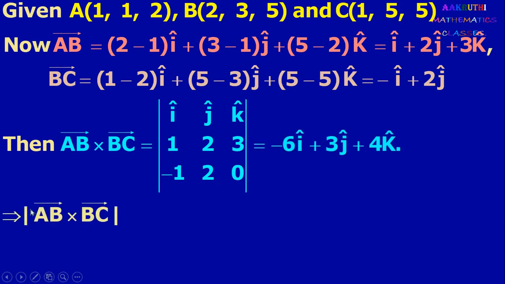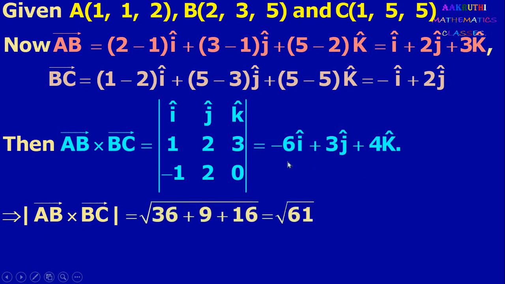So then we find the magnitude of AB vector cross BC vector. The magnitude of AB vector cross BC vector is root of (minus 6) square, which is 36, plus 3 square, which is 9, plus 4 square, which is 16. When we add all this, we get root of 61. Therefore, the magnitude of AB vector cross BC vector is root of 61.